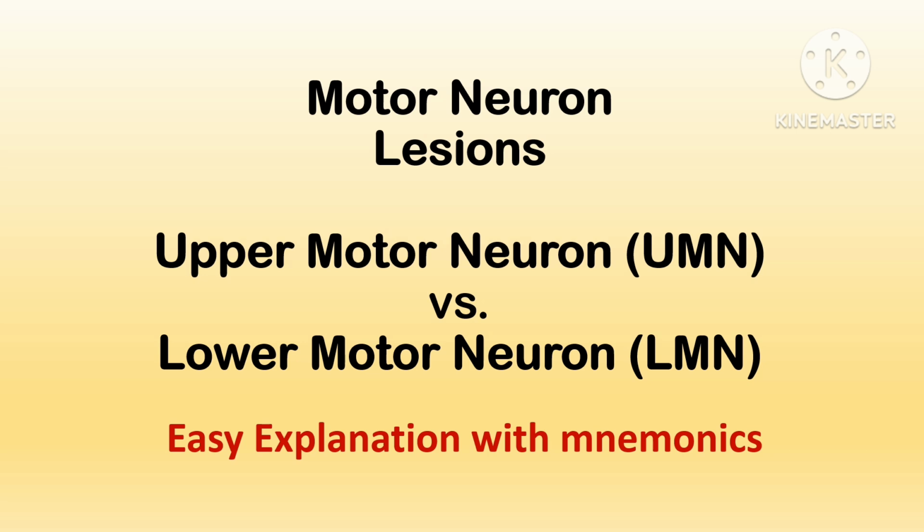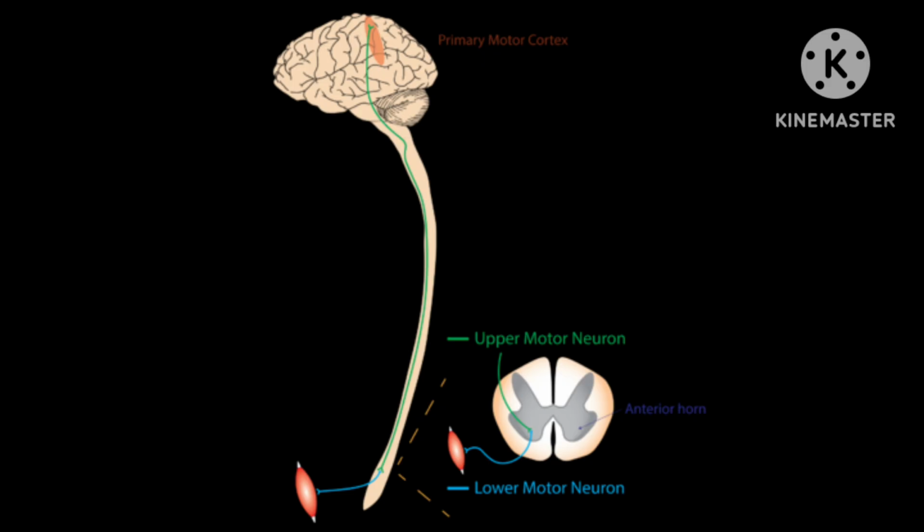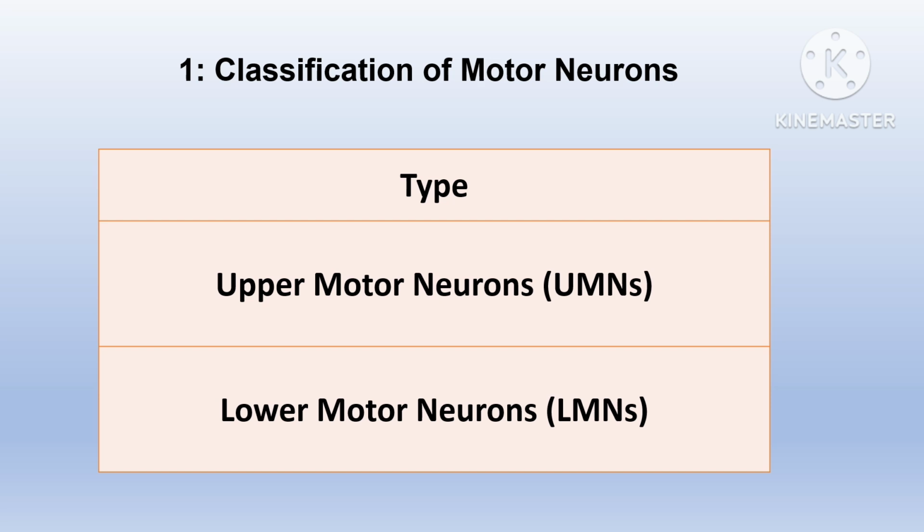The motor neurons are specialized nerve cells responsible for transmitting signals from the central nervous system to the muscles, enabling voluntary and involuntary movements. They are divided into two main types: the upper motor neuron and the lower motor neuron. Upper motor neurons are located in the brain and the spinal cord, and they initiate and regulate voluntary movements by transmitting impulses to the lower motor neurons.